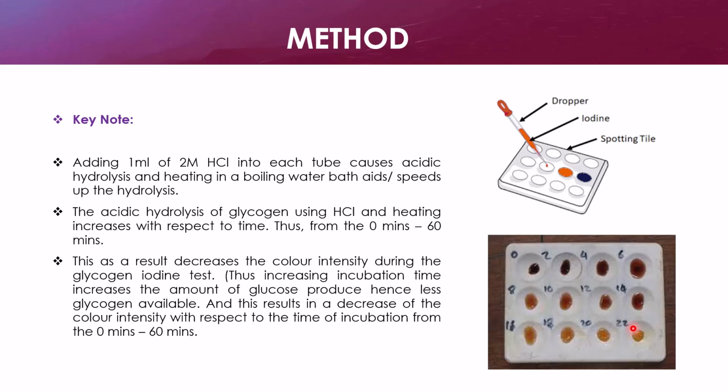So let us look at some keynotes in the test protocol. First of all, what you have to notice is that adding 1 ml of 2 molar HCl into each tube causes acidic hydrolysis, and heating in a boiling water bath speeds up the hydrolysis. 2. The acidic hydrolysis of glycogen using HCl and heating increases with respect to time, from the 0 minute to the 60 minutes. And this, as a result, decreases the color intensity during the glycogen iodine test.